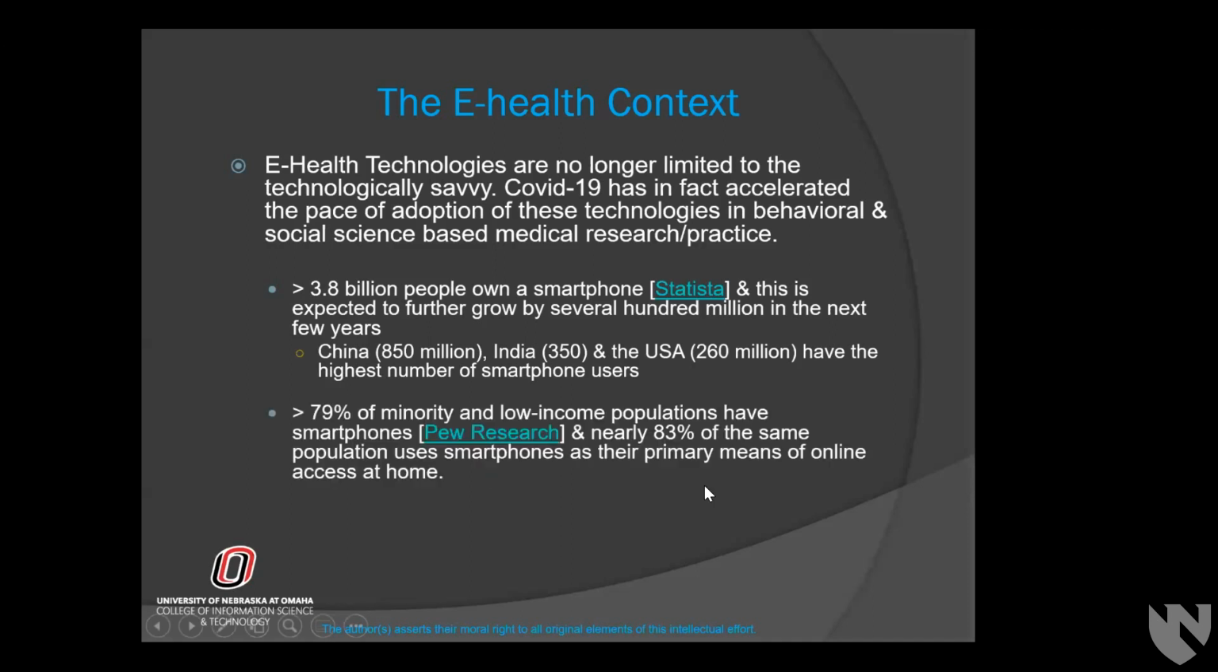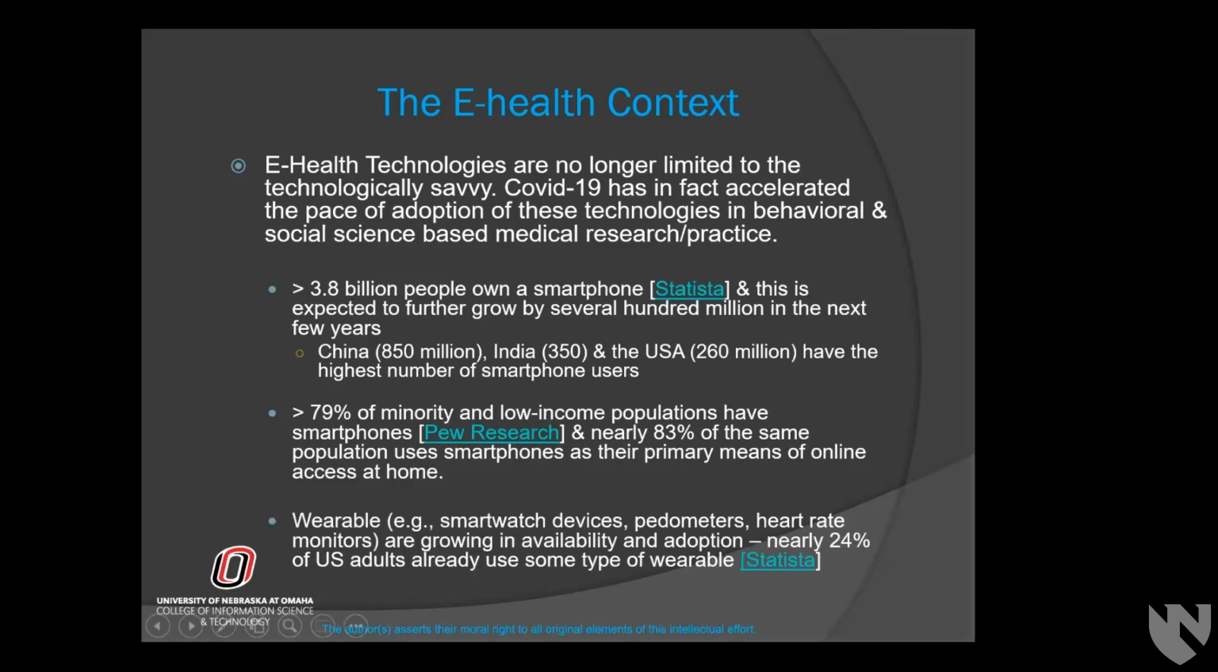And then the other interesting stats that I looked at many years ago, and I just looked at again before this presentation: more than 79% of minority and low-income populations have smartphones, according to Pew Research. And nearly 83% of this population uses the smartphone as their primary means of online access at home. So even if you don't have wired internet access, you may actually be using the smartphone. So this is the context in which we are operating.